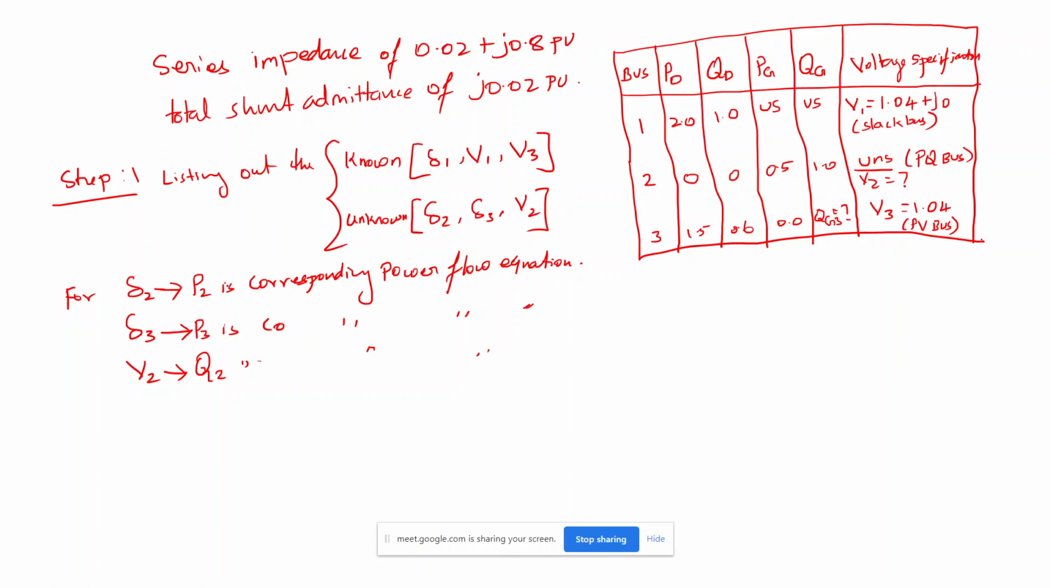So we know what our corresponding equations are. Then what is our step 2? Y bus matrix. Exactly. So we need to find out the Y bus matrix. To find the Y bus matrix we need to know the diagram, right? For the bus diagram, I will write the diagram. In the question only they will give it.